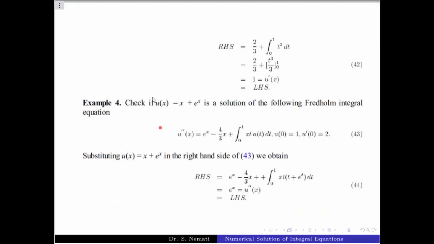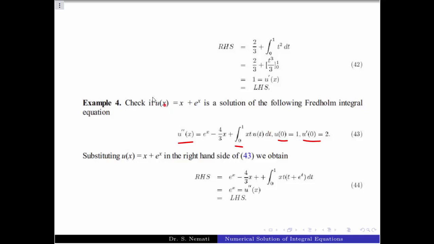Okay. And the next example, you have also an integral differential equation because of the presence of the second order derivative of the unknown function. And also this is a Fredholm integral differential equation. And we have also two initial conditions.